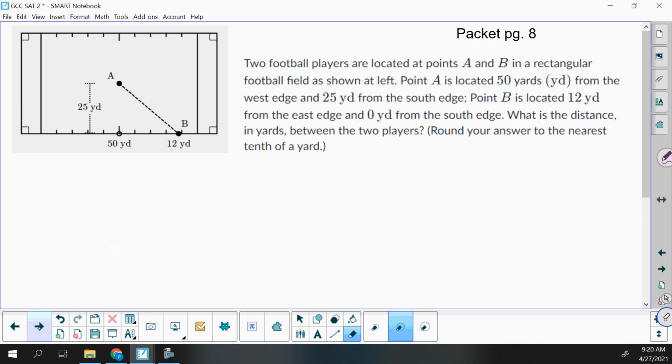All right, this is on page 8 in our packets. Again, you will need your calculator out, and we'll give you a minute to read through the question.